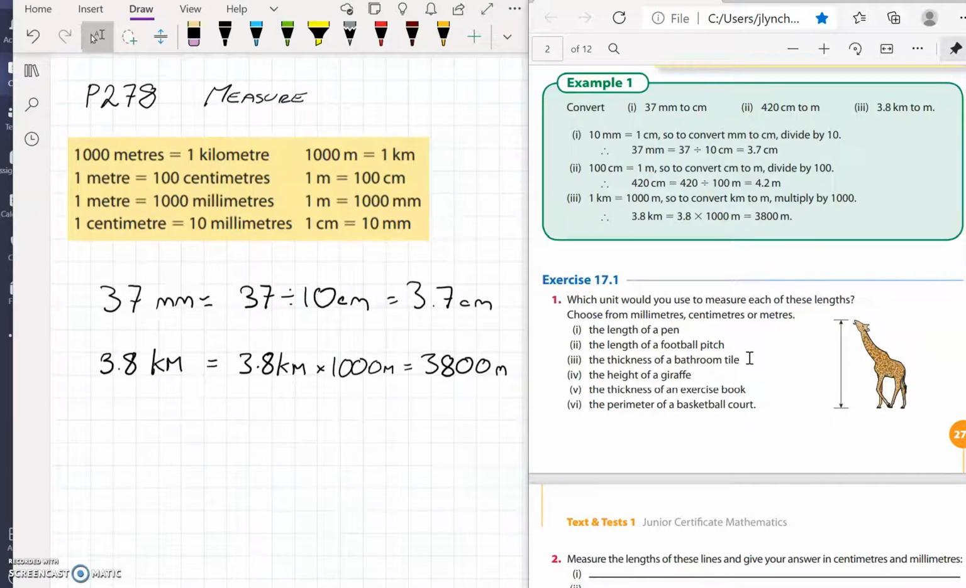Then you have the thickness of a bathroom tile. The thickness of a bathroom tile is definitely going to be millimeters, okay? And things like thicknesses of timber nowadays, you'll see in the woodwork room, are all in millimeters. So any thickness like that is millimeters.